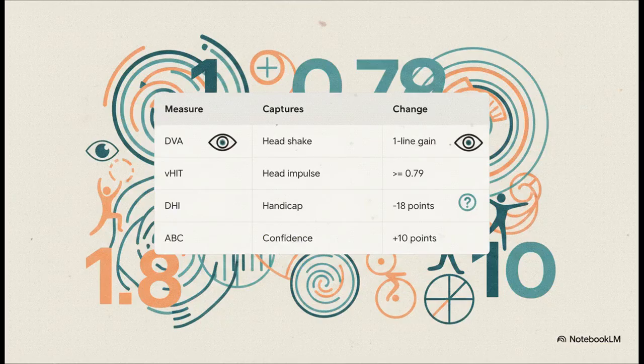We track these recovery phases using the strict outcome battery every 4 to 6 weeks, which lets us know exactly when a patient has hit a plateau. You can see we use objective measures like DVA and VHIT right alongside subjective, patient-reported measures like the DHI for handicap and the ABC scale for balance confidence. We're hunting for very specific, meaningful changes here. A one-line gain on the DVA, a VHIT gain getting back to 0.79 or above, an 18-point drop on the DHI, or a solid 10-point gain on the ABC scale.